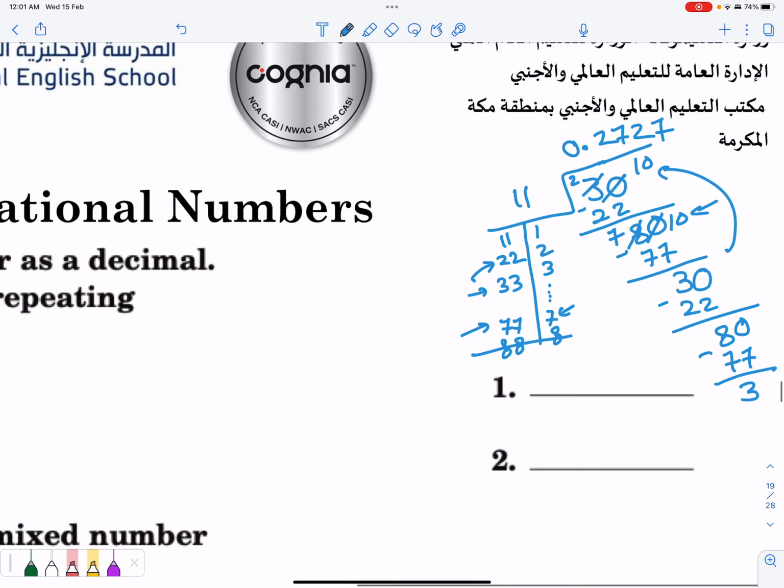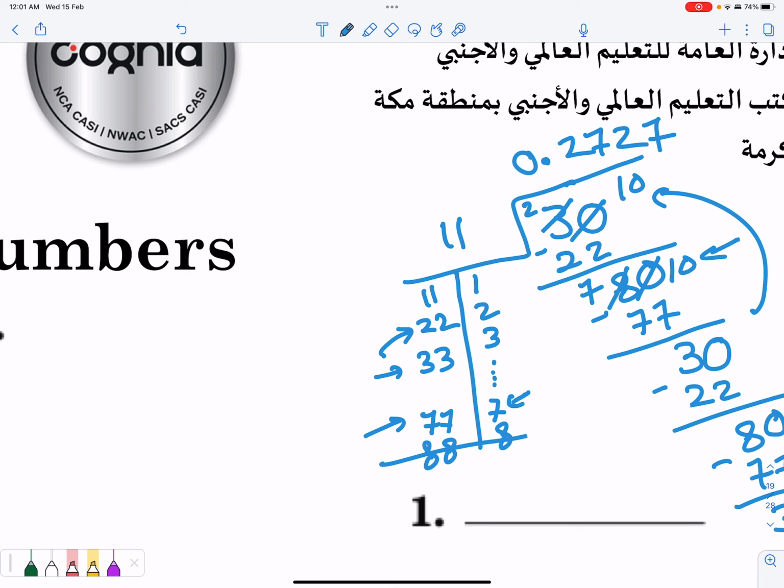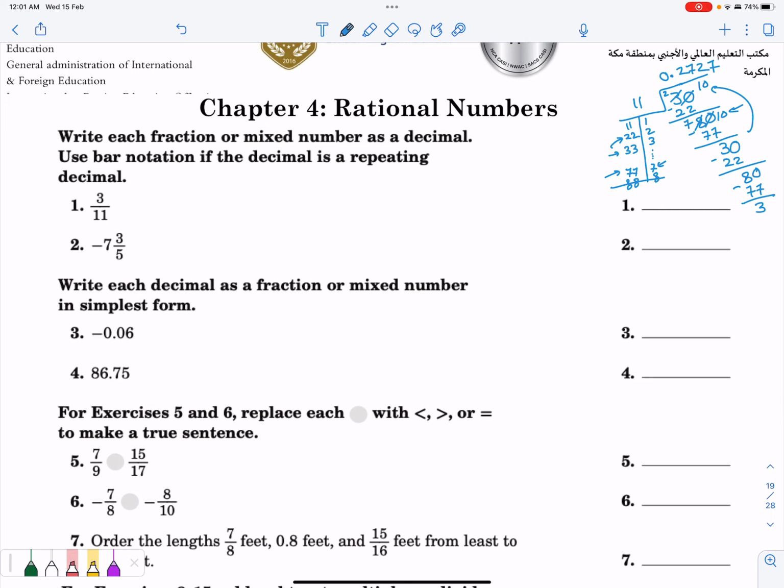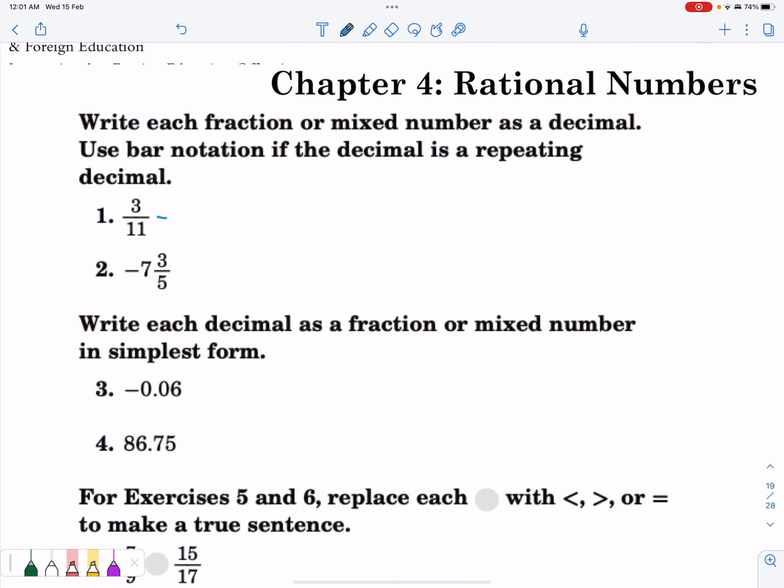So what is happening? You see here the numbers, the answer for that division problem is 0.272727. If you continue the division, you will just get 272727. So this is a repeating decimal, so the answer here is 0.27272727. So we can write that using the bar notation. So it's going to be 0.27 with a bar. So this is the answer for that division problem.